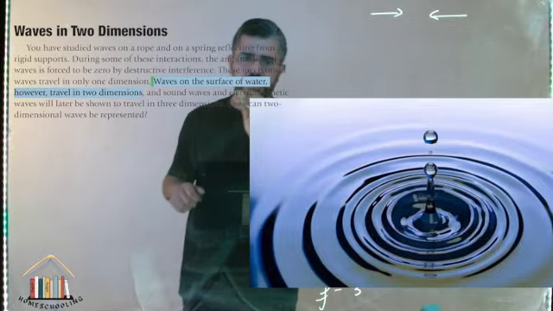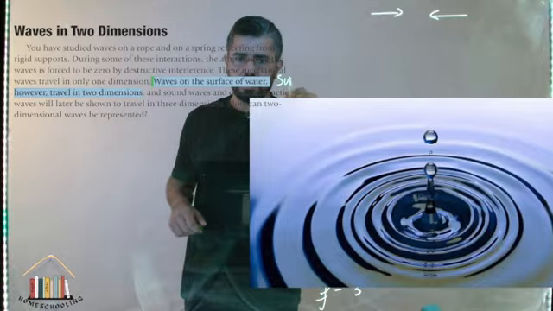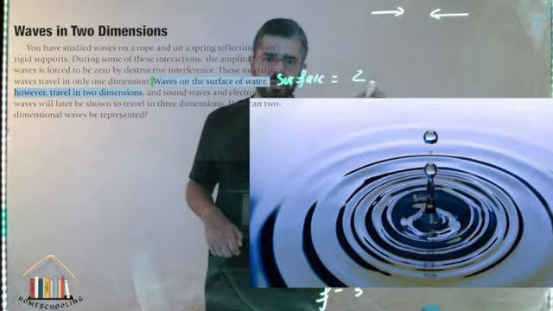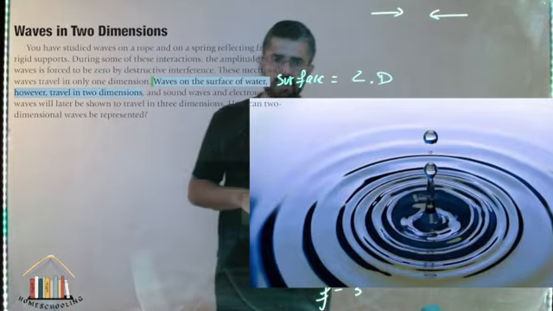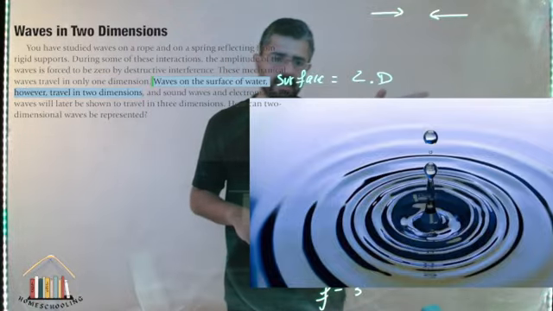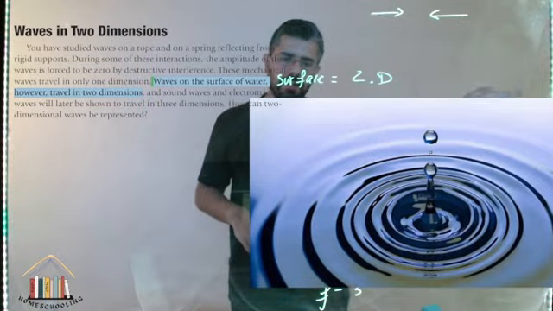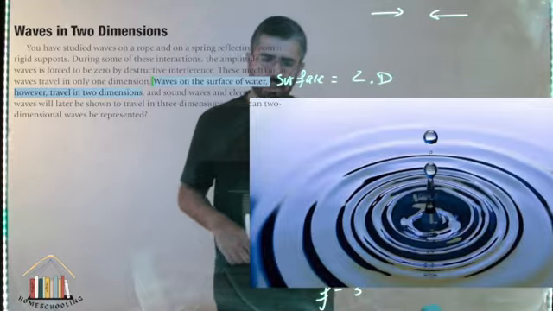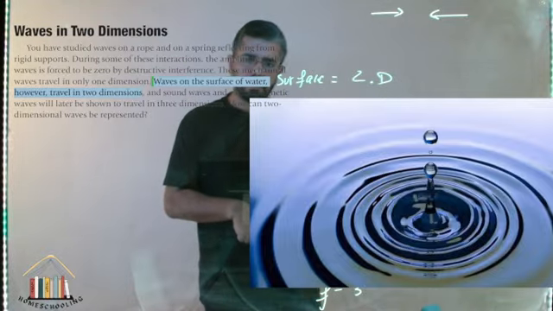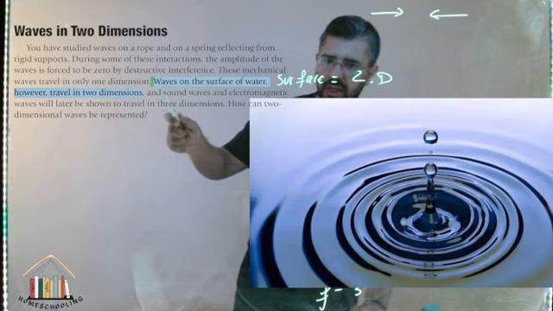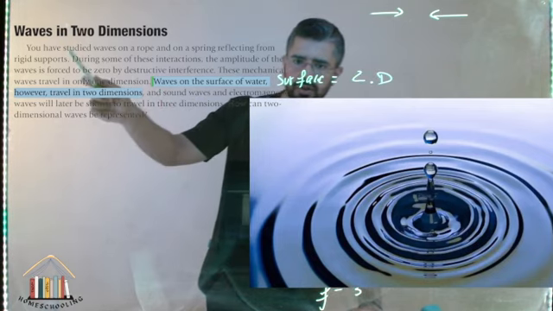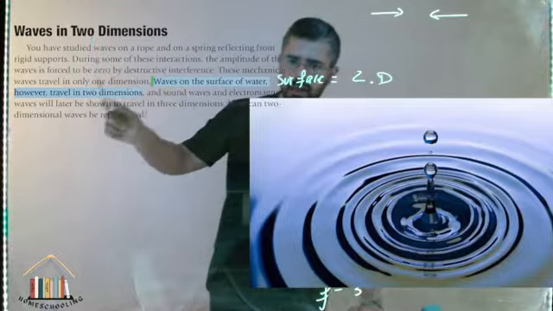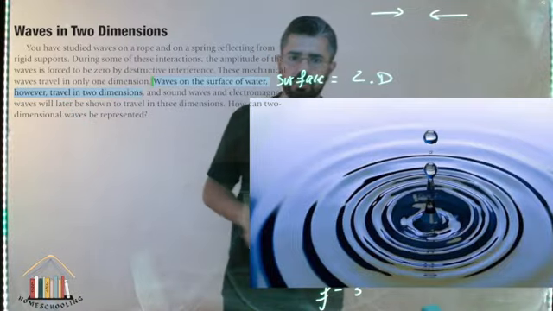Every time you see this word surface, even in math, surface means we are talking about 2 dimensions. The first dimension, as I said, is on the x-axis this way, either right or left. The other one is going up or down in the picture. So we're talking about 2 dimensions. Let's read together. Waves on the surface of water are a good example of waves in 2 dimensions. However, they travel in 2 dimensions.